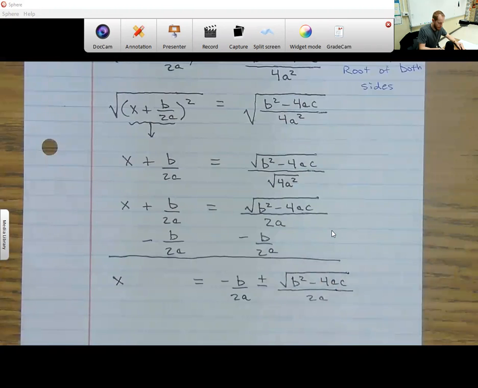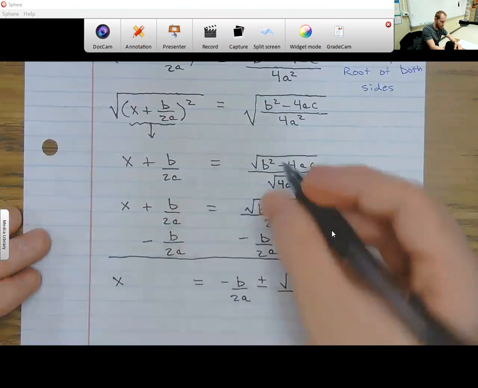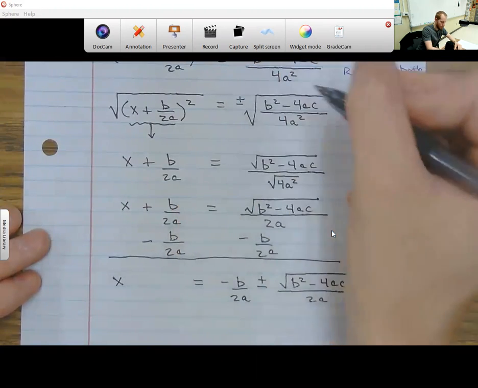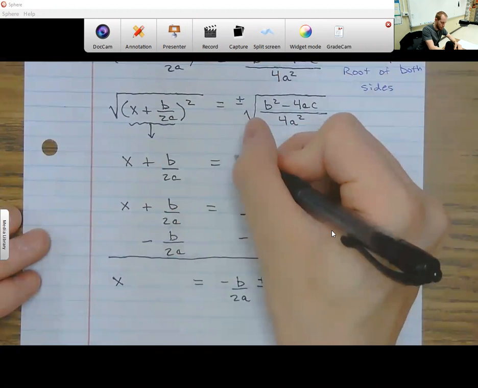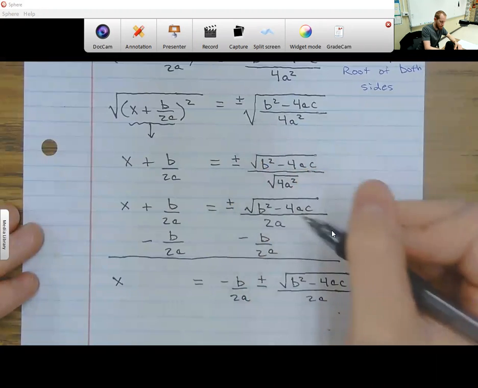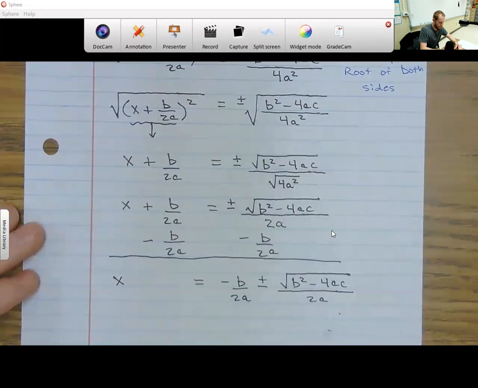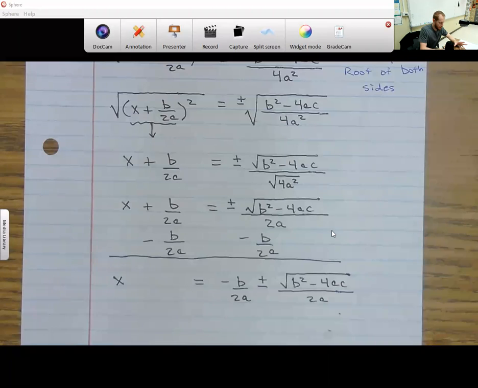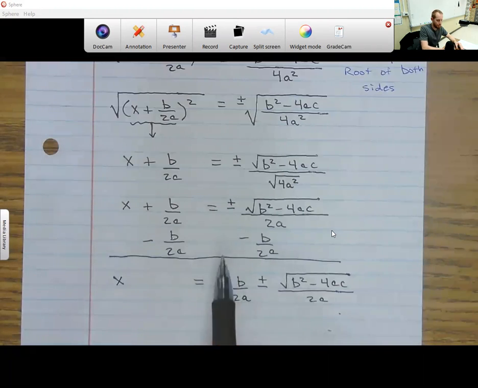Okay, so where did the plus or minus come from? That actually comes in when we take the square root of both sides. So up here, we're going to write plus or minus. Right here, we're going to put a plus or minus. And then right here, we're going to put a plus or minus. So that's where that comes from. When I take the square root of both sides, I'm going to need a positive solution and a negative solution. And that's where the plus or minus comes from.